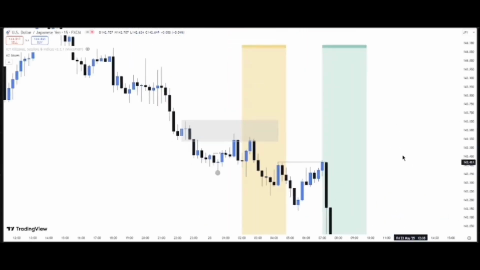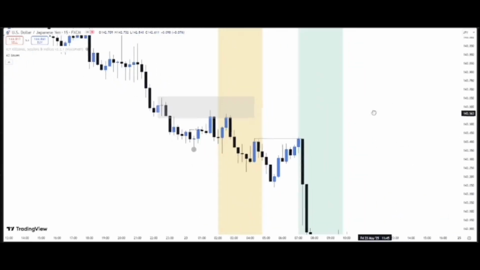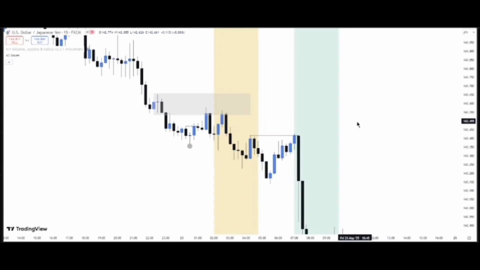Okay? Just simply because of that one singular information we got from the daily time frame. It's as simple as that, guys. You don't need to make trading difficult. It's as simple as that.